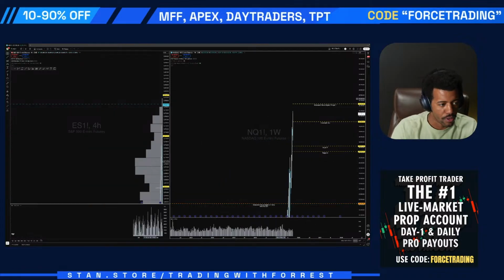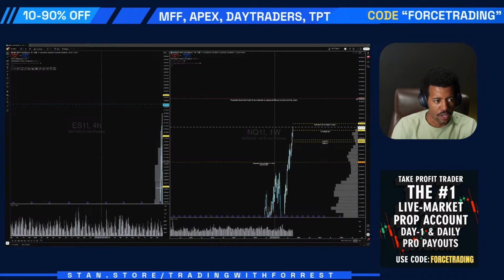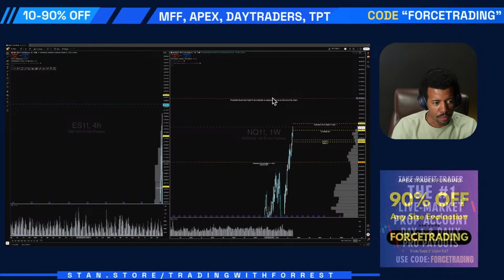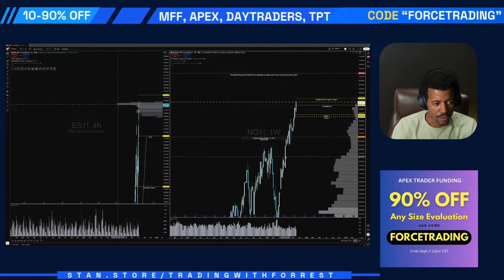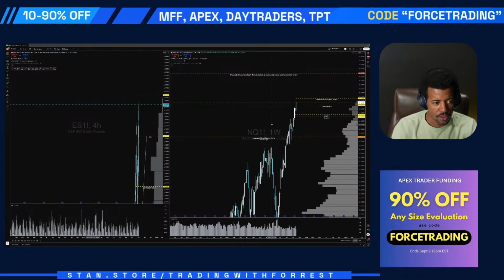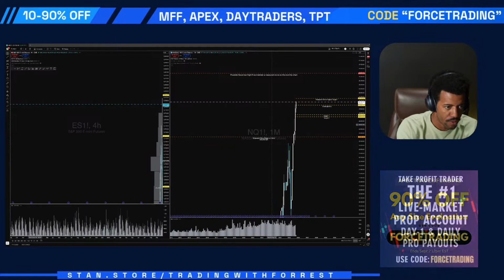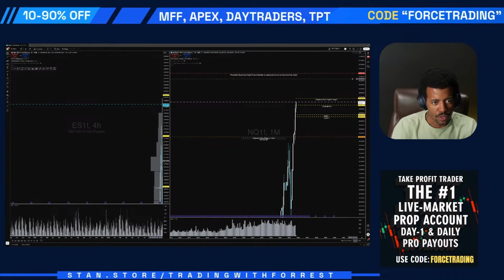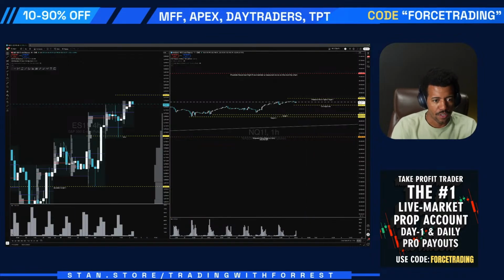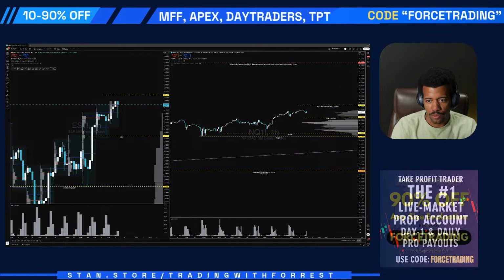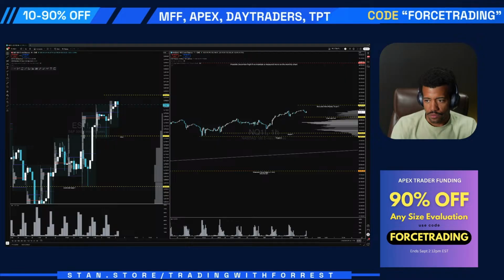Okay, we go to the weekly right here. This is how we ended up with this move here. So this was a measured move off of these waves that we have here on the higher time frames. So that's how we end up with that 26,571 target higher, with those measured moves. So that is how it's done.